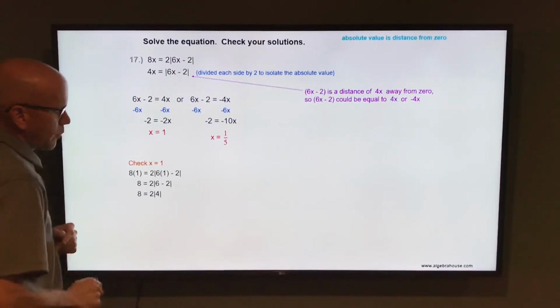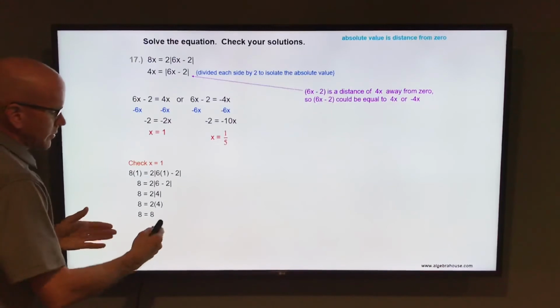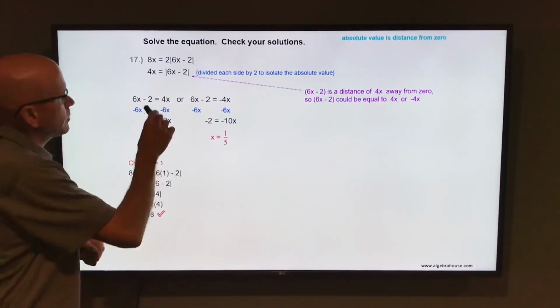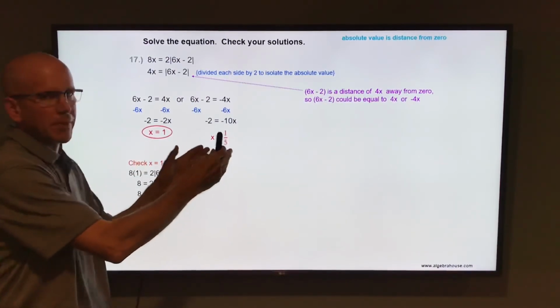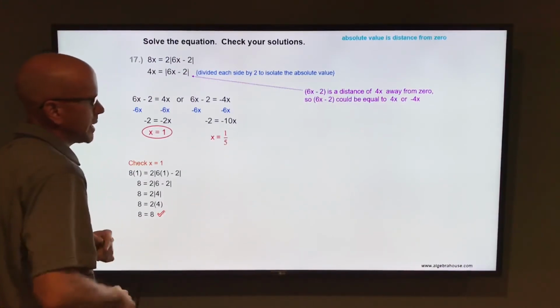The absolute value of 4 is 4, so we're looking at 8 equals 2 times 4. That means 8 equals 8. That works, of course. That's a true statement. That means that x equals 1 is a solution. But it does not mean that x equals 1/5 is a solution as well. It may be extraneous, so we have to substitute that in as well.